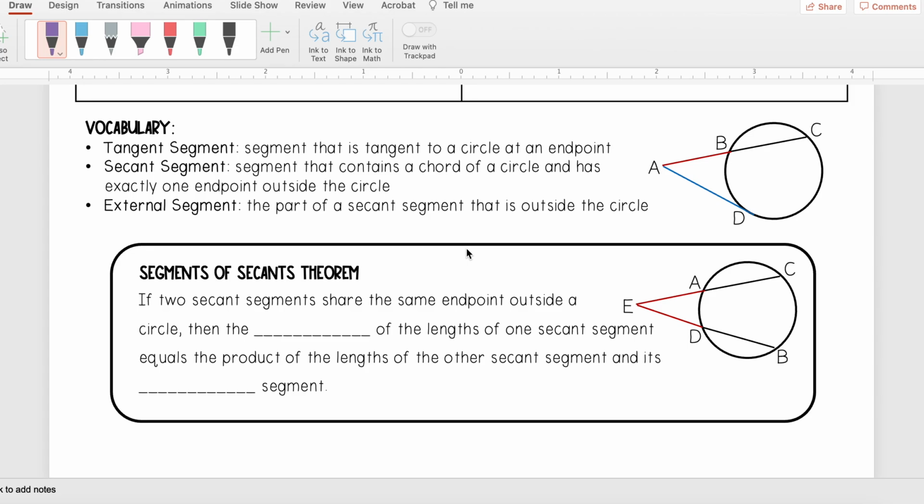For this next video, we're going to be talking about the segments of secants theorem and applying that to find some segment lengths. But first, we're going to go over some vocabulary. So we have three different types of segments that we're going to talk about.